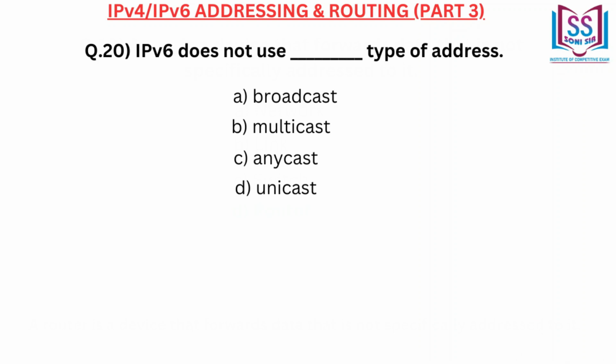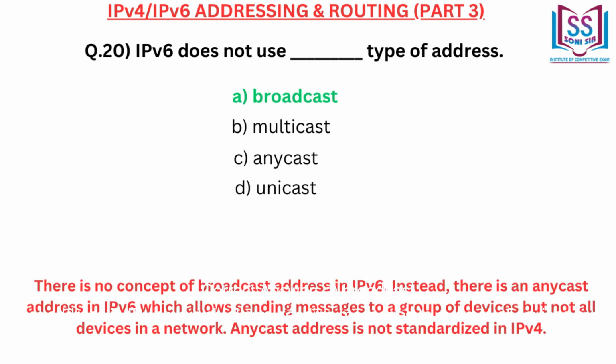IPv6 does not use dash type of address. A. Broadcast. B. Multicast. C. Anycast. D. Unicast. Correct answer A. Broadcast. There is no concept of broadcast address in IPv6. Instead, there is an anycast address in IPv6 which allows sending messages to a group of devices but not all devices in a network. Anycast address is not standardized in IPv4.